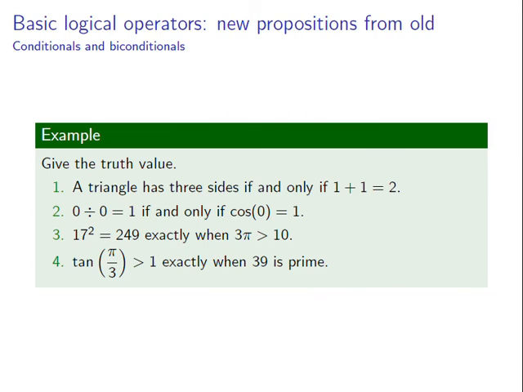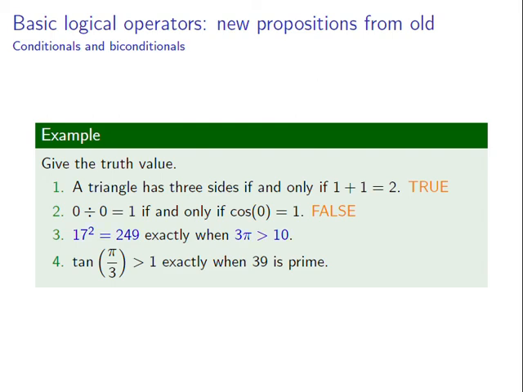Let us give the truth value of the following statements. In the first sentence, the statements a triangle has 3 sides and 1 plus 1 equals 2 are both true. Hence, the biconditional is true. In the second sentence, the statement 0 divided by 0 equals 1 is false, and the cosine of 0 equals 1 is true. Hence, the biconditional is false.